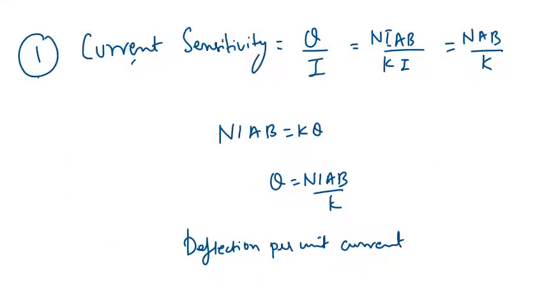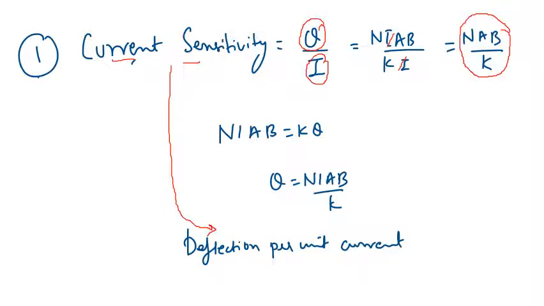Now there are two important parameters. One is current sensitivity. So current sensitivity is deflection per unit current. So theta upon I. In place of theta, I can put NIAB by K. I and I will get cancelled out. So current sensitivity is basically NAB by K, where current sensitivity can also be written as deflection per unit current. Okay, so you have to remember this equilibrium equation to get this formula.